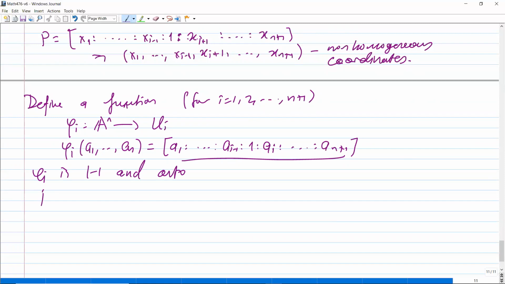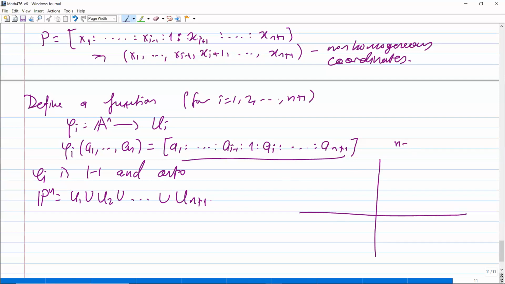And Pn is U1 union U2 union ... union U_{n+1}. So let's check one example. Let's take n to be 2 again. Remember, U1 is this. So let's consider U1. The first coordinate is 1, the second coordinate is x2. So this set, all these lines except the x-axis, as we saw above. This is all the lines.